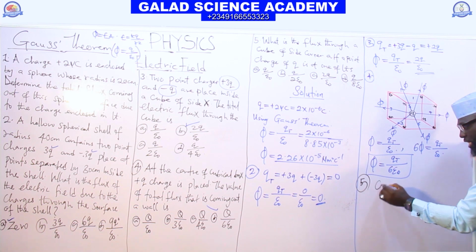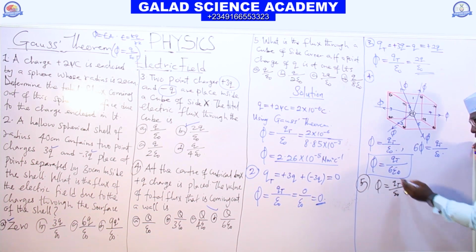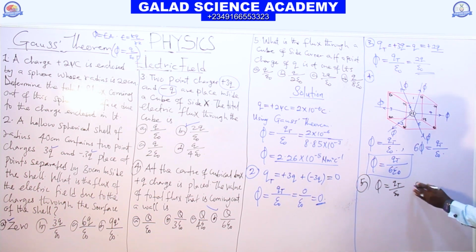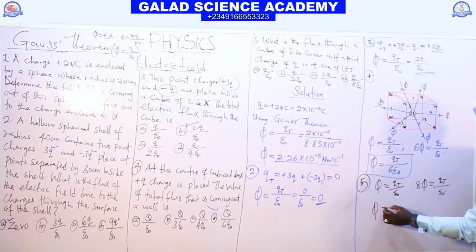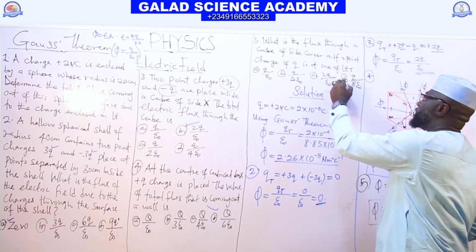Since we have 8, Q total over E naught, and then we have how many corners there? 8. So the flux equals 8 times the flux in one corner equals Q total over E naught. So from there, the electric flux in each corner will be Q total over 8 E naught. That's the answer. The answer is D.